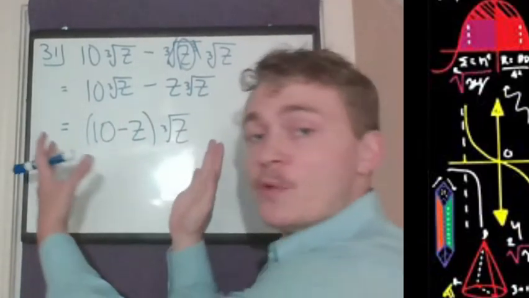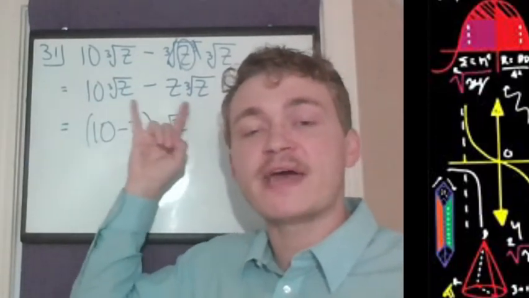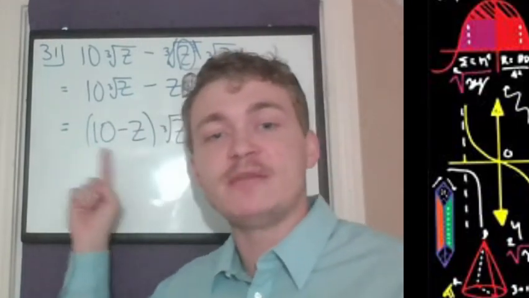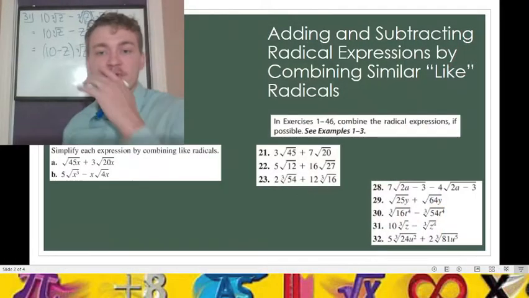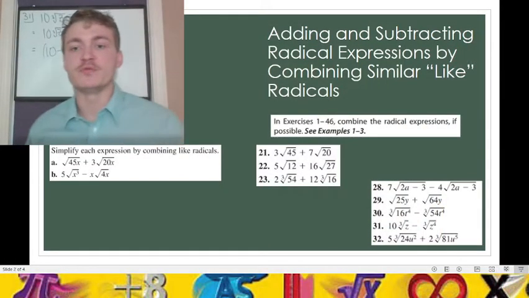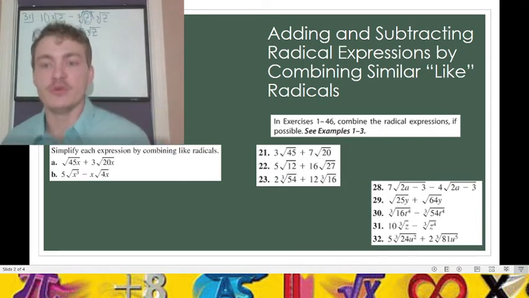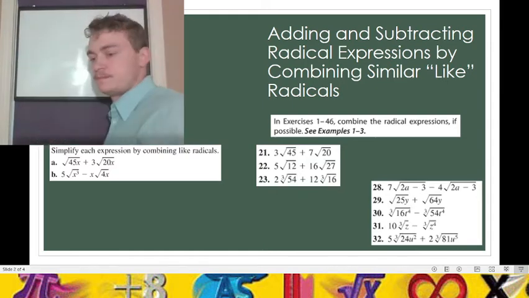We do want to combine the two because we do want to show that these are in fact like radicals. Cube root of z, cube root of z. How many? We have 10 minus z cube roots of z. And for number 32, 5 cube roots of 24u squared plus 2 cube roots of 81u to the 5th power.